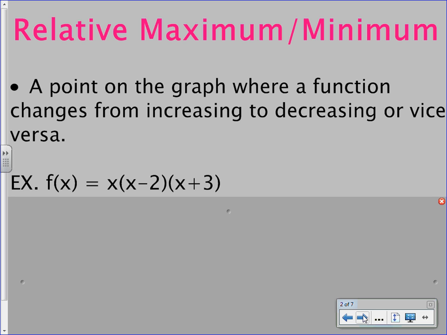A maximum, you think of a high value. A minimum, you think of a low value. So when we're looking at a graph, when we talk about a relative minimum or maximum, then we're looking at where we switch directions. If we're switching from increasing to decreasing, we have a high point in our graph. If we're switching from decreasing to increasing, we have a low point in our graph.